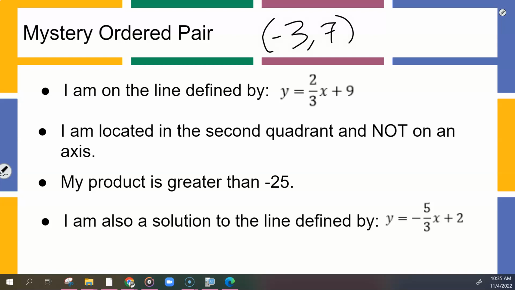Say that part one more time. It was the only illusion that you gotta show how negative. On the computer device. So that works for this one because -21 is greater than -25. Does it work for everything else? Is it in the second quadrant? Yes. And it happened to fall on both of these lines.